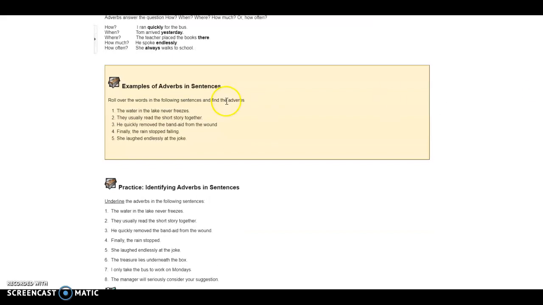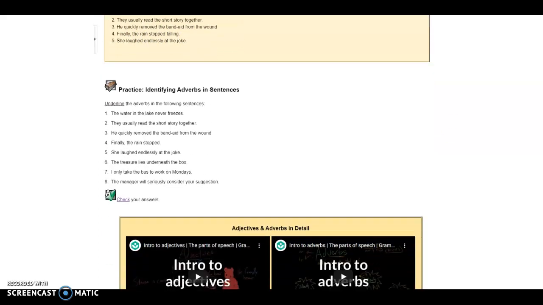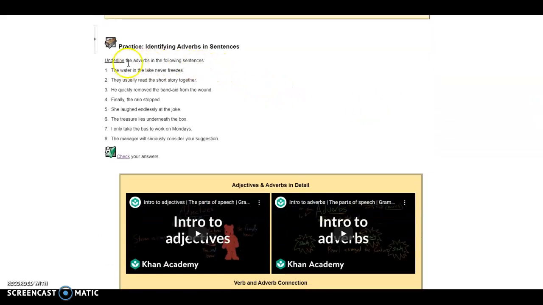We'll see examples of adverbs in a sentence. Again, you can roll over certain words here, and they'll identify themselves as adverbs. So you can find examples of adverbs in sentences. And then you'll be asked to do the same again. You'll be asked to underline adverbs in 8 sentences and check your answers when you're done.